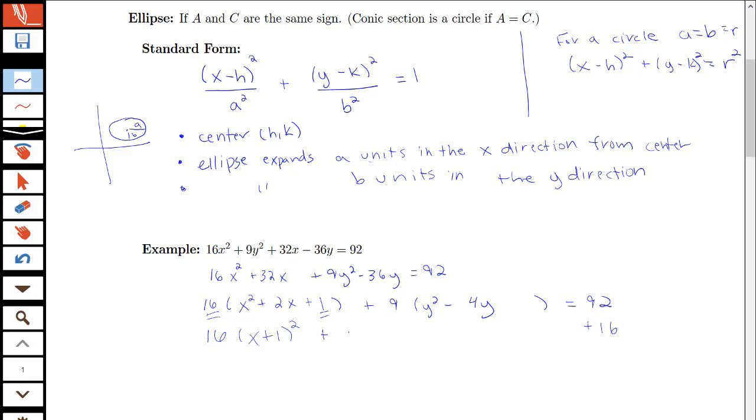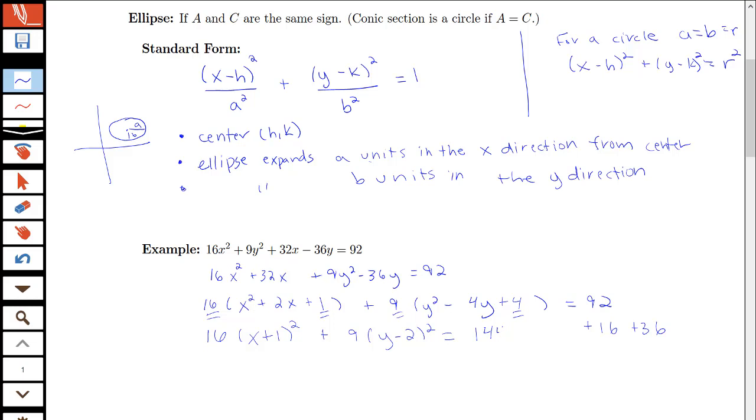Okay, so what about completing the square on this next one? Well, I'm going to have y minus 2 squared. Notice that that gives us y squared minus 4y plus 4. So I've added 36, 9 times 4, to the left-hand side, so I also need to add 36 to the right-hand side. So when we add this 92 plus 16 plus 36 here, we get 144.